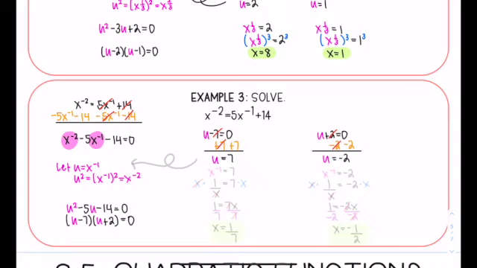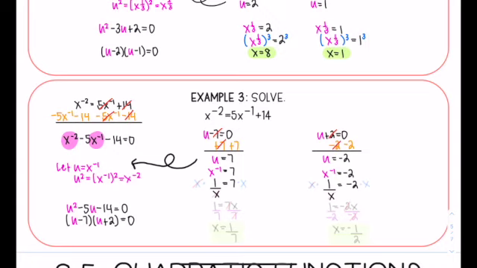But again, the original was not in terms of u, it was in terms of x. So we're going to replace with our substitution. So we have x raised to the negative 1 equals 7, and we have x raised to the negative 1 equals negative 2. But what does x to the negative 1 mean? Remember, we always flip this over the fraction bar to make it positive. So what we really have is 1 over x equals 7, and 1 over x equals negative 2.